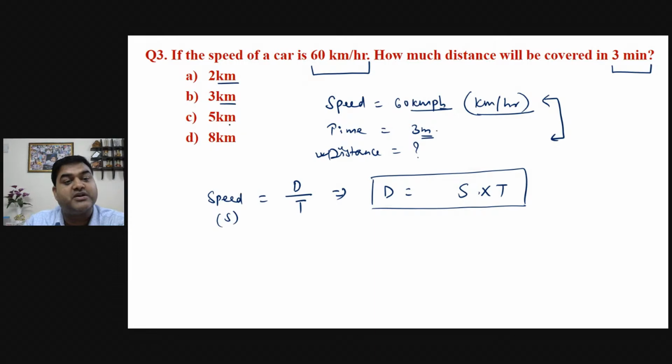Options are given in kilometer, right? All in kilometer. So no need to change this. What we will change is this part, minute, into hour, so that this will become kilometer per hour. Time also will be hour. Our hours will get cancelled, and we will get the answer as kilometer, right? So 3 minute can be written as 3 into, minute has to be changed into hour, 1 by 60, right? 1 by 60. So that is equal to 1 by 20 hour, right?